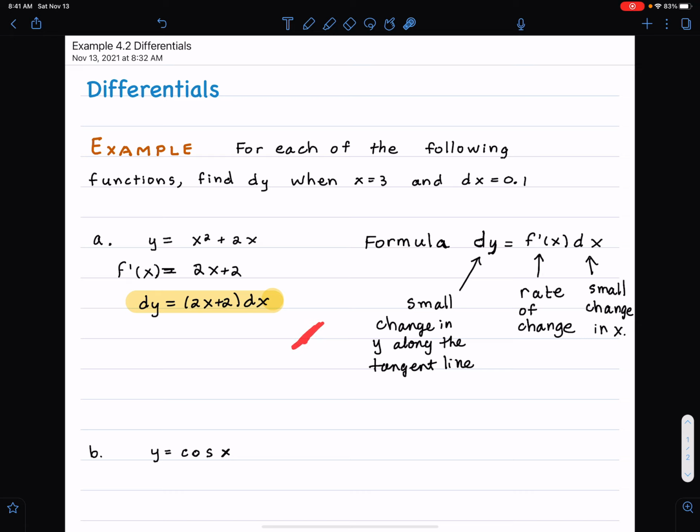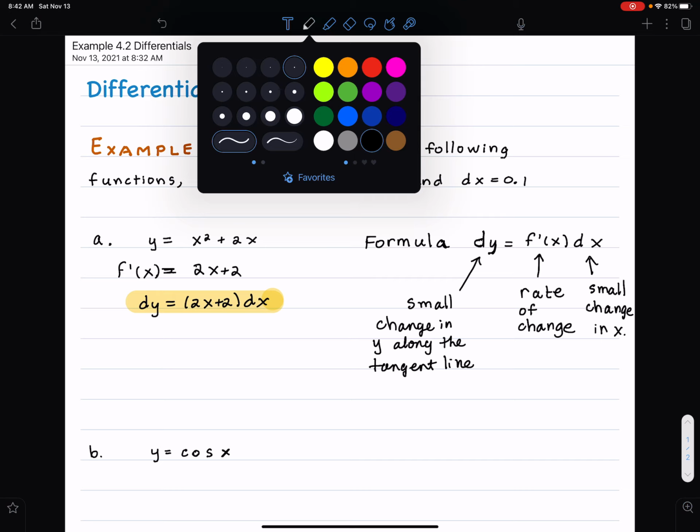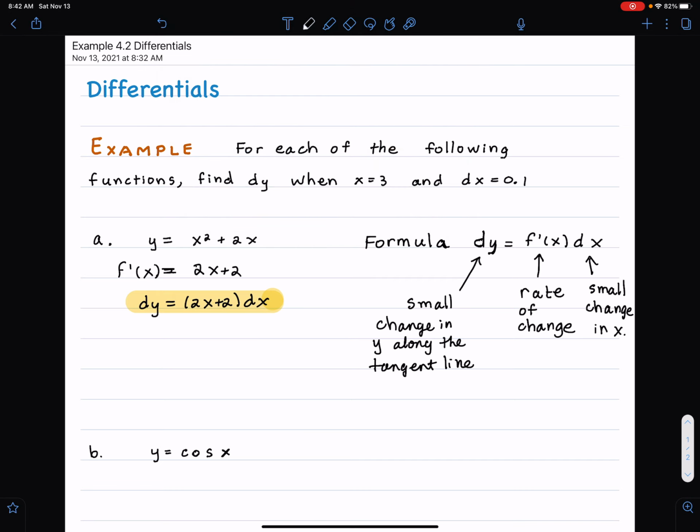And then when you're looking at the line, if you're given a change in x, we can find the change in y by multiplying the rate of change, which would be the slope of the tangent line, times the small change in x. I could bust out a big picture, but that starts getting a little bit confusing. So I don't want to do that right here. Okay, then we're going to just go ahead and plug in these numbers. We have x equals 3, dx equals 0.1.